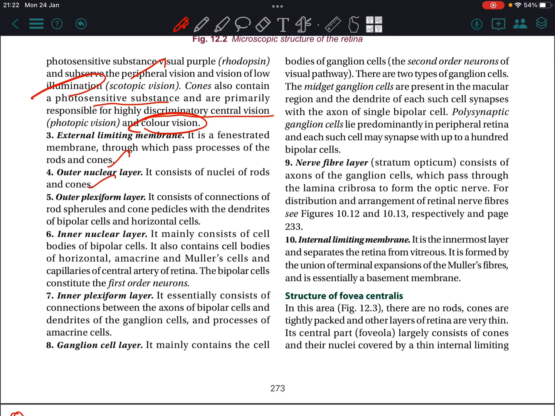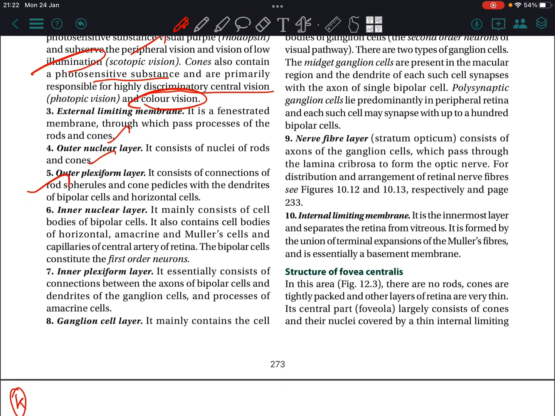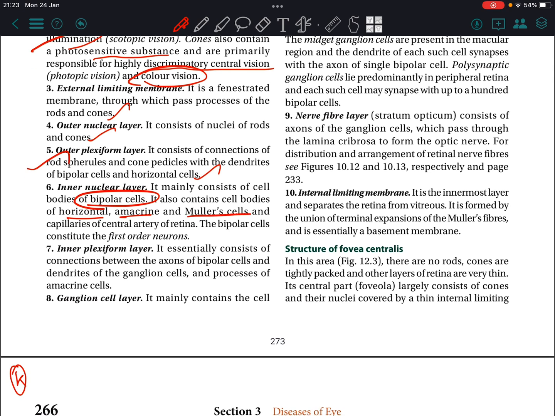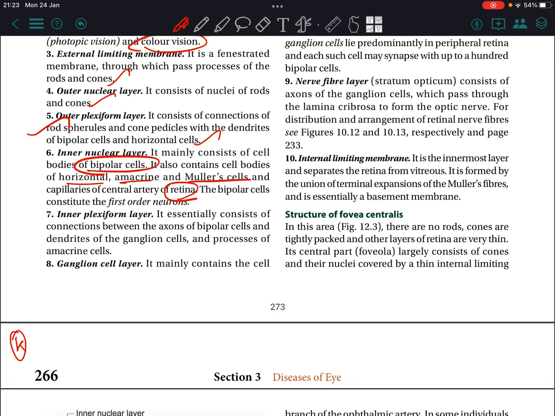Outer plexiform layer consists of connections of rod spherules and cone pedicles with dendrites of bipolar cells and horizontal cells. Inner nuclear layer mainly consists of cell bodies of bipolar cells. It also contains cell bodies of horizontal, amacrine, and Muller cells, and capillaries of the central artery of the retina. The bipolar cells constitute the first order neurons.